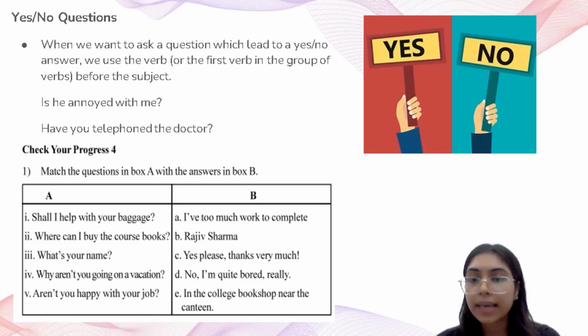Then what is your name? Rajiv Sharma. Then why aren't you going on a vacation? So you can answer, I have too much work to complete. So A matches with this. And the last one, aren't you happy with your job?